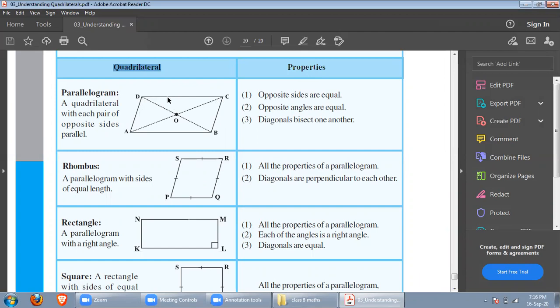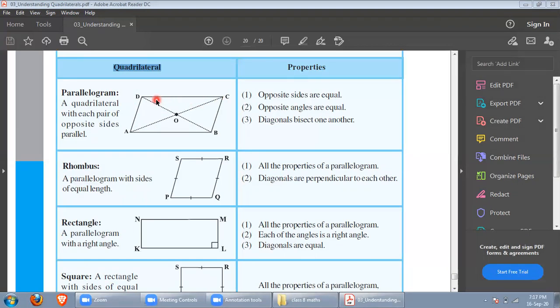But in a parallelogram, the opposite sides, okay, opposite sides are parallel. That means in this parallelogram ABCD, AB is parallel to CD. Okay, AB is parallel to this CD. And again, DA is parallel to BC.